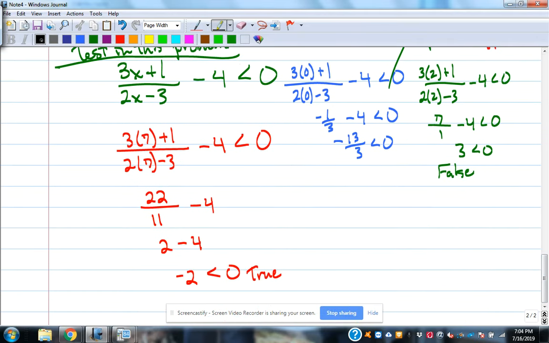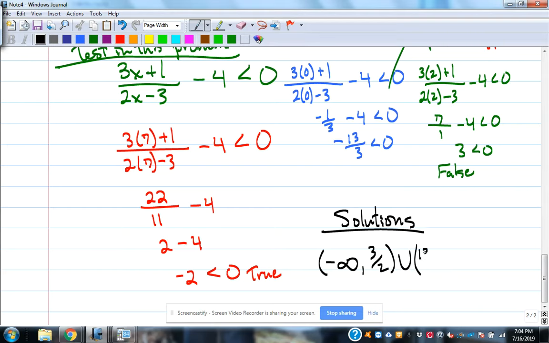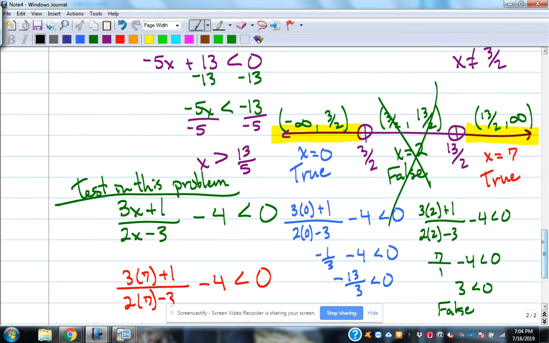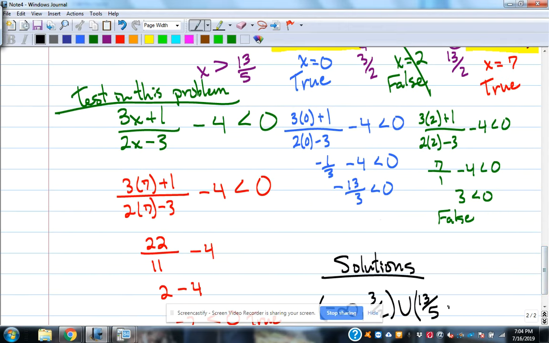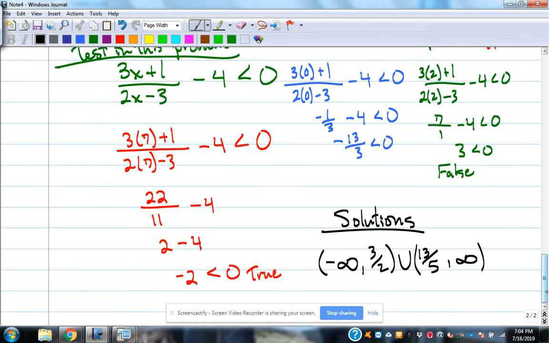So our solutions would be from negative infinity up to 3 over 2, because that's what I was on, union 13 over 5. Hold on. That's supposed to be 13 over 5, not 13 over 2. The numbers I picked still work. 13 over 5 to positive infinity. That's the solution set for this particular rational inequality.